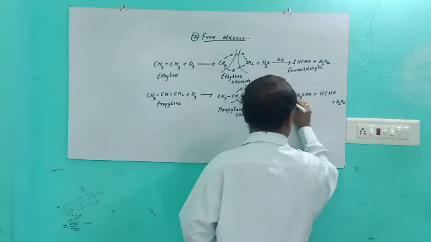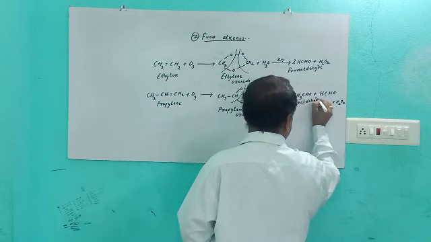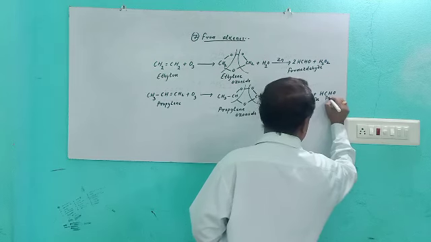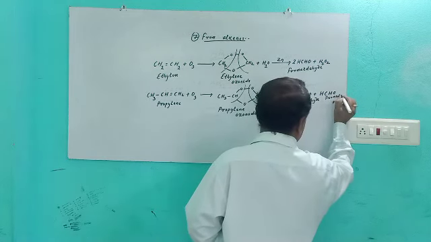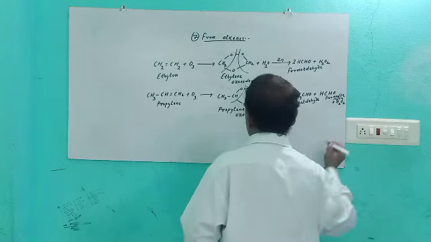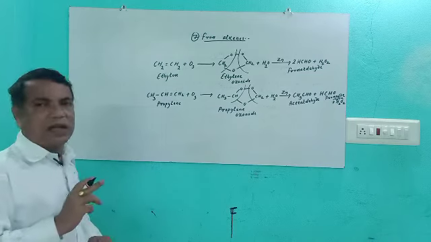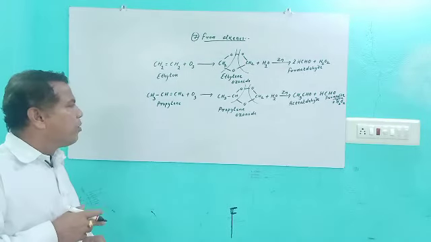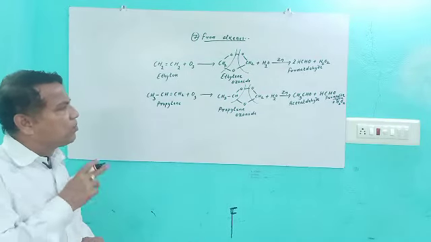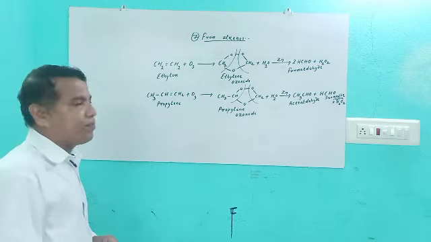It is acetaldehyde, and it is formaldehyde. Ethylene on ozonolysis produces formaldehyde. Propylene on ozonolysis also forms formaldehyde. A ketone can also be prepared from an alkene.